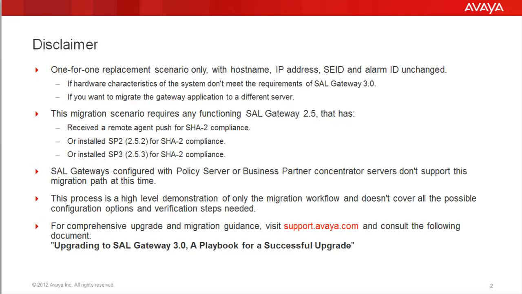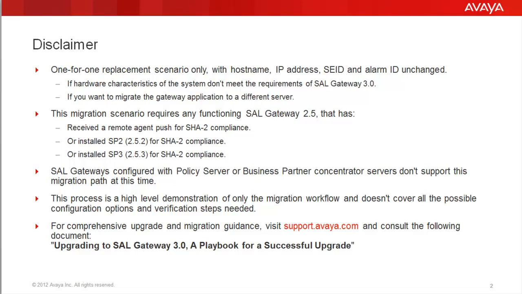Let's touch a few disclaimer points. This process is for one-for-one replacement scenarios only, where the hostname, IP address, solution element ID, and alarm ID of the gateway remains unchanged. This process can be useful if the hardware characteristics of the system don't meet the requirements of SAL Gateway 3.0, or if you want to migrate the gateway application to a different server.